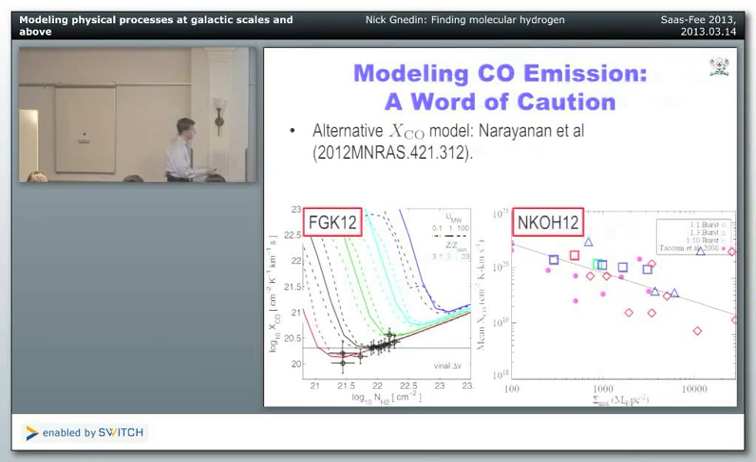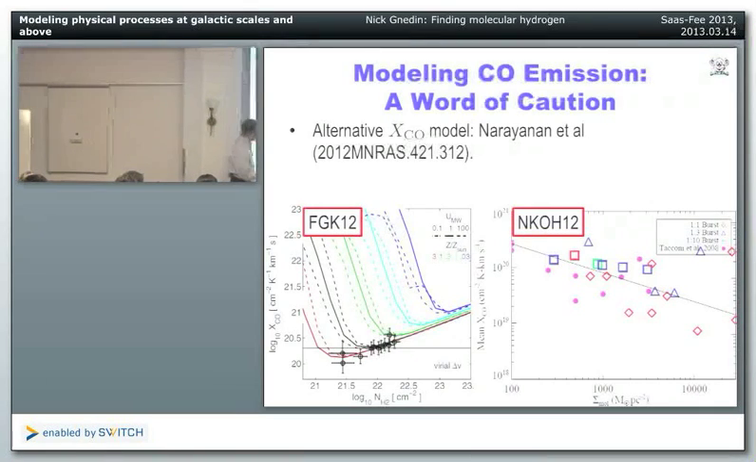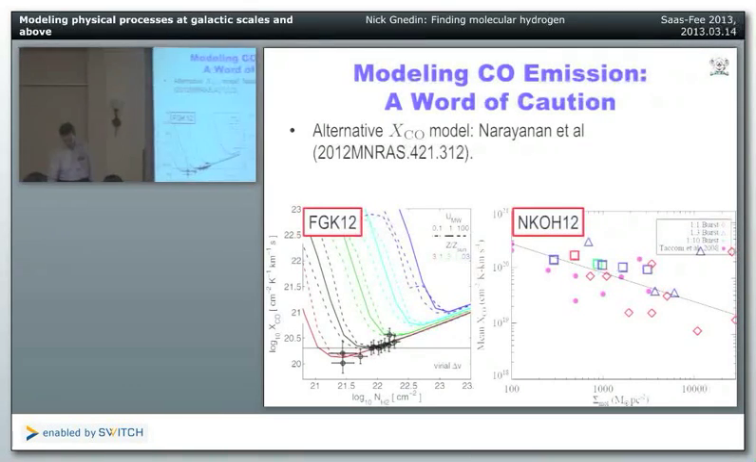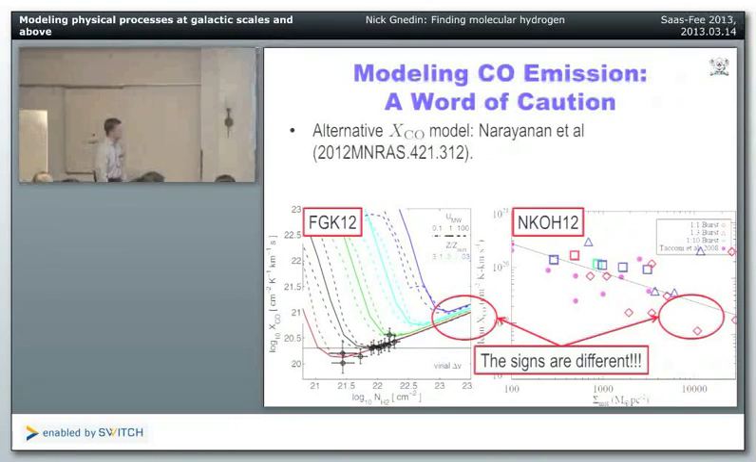Oh, I didn't put a reference, right? It's Narayanan, Krumholz, might be Pelupessy and Papadopoulos. So in this alternative model, it actually goes down. So we make different predictions about even the rate at which it changes.